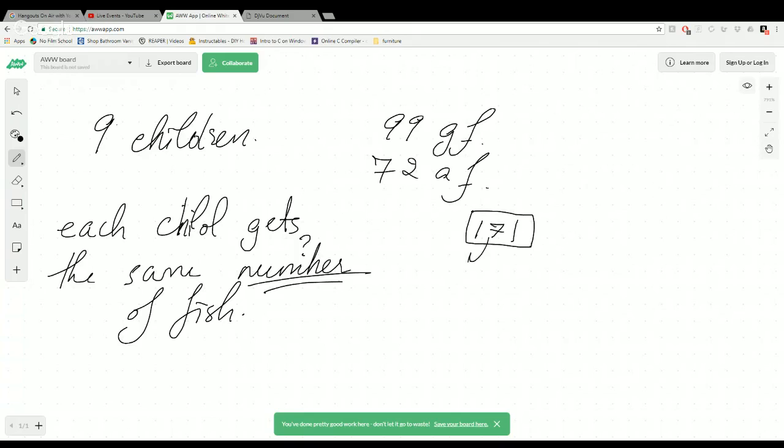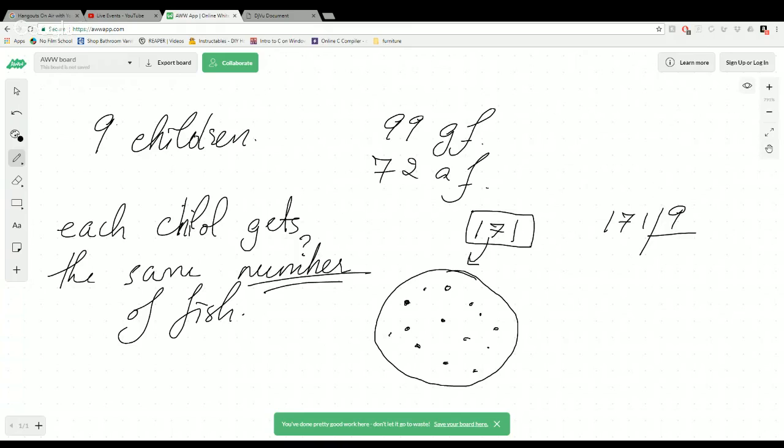Now, relating this to the previous example, here's my space of all the fish. My dots here are fish. I'm counting all of them, saying how many dots do I have in this space, and I have 171 of them. Now, I've got to divide all these 171 into 9 groups, for 9 children. How do I do that? Well, 171 divided by 9. You can do this division, and this is how many fish each child will get.